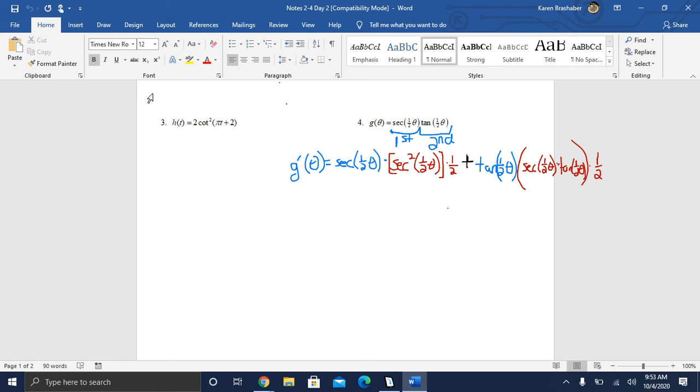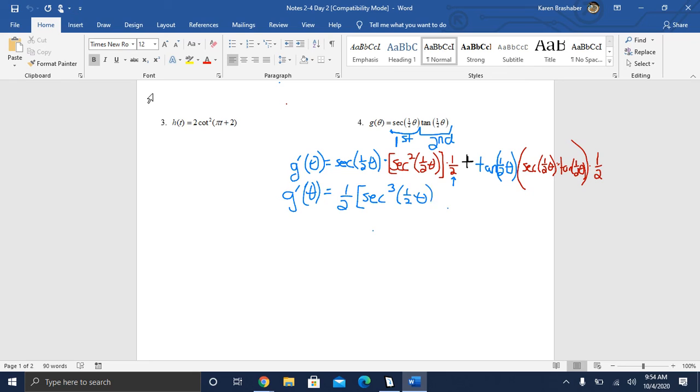So there are a few things that you can do to clean this up. We can make g prime of theta equal and just kind of look and see what factors we can put together. So we can bring the 1/2 in front and then have our secant squared and just secant be combined to secant to the third of 1/2 theta. So that would clean up the first part of our derivative.